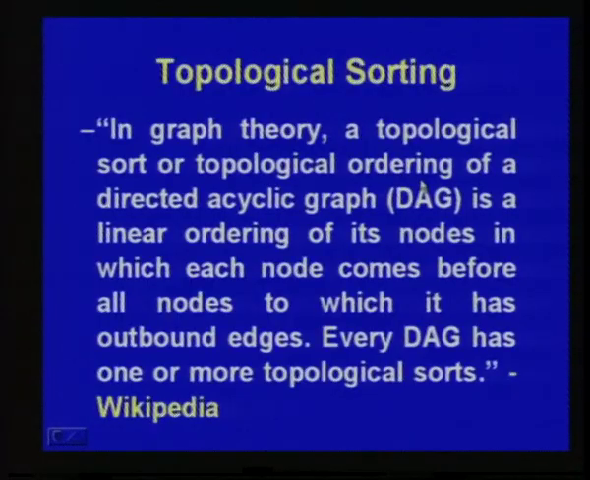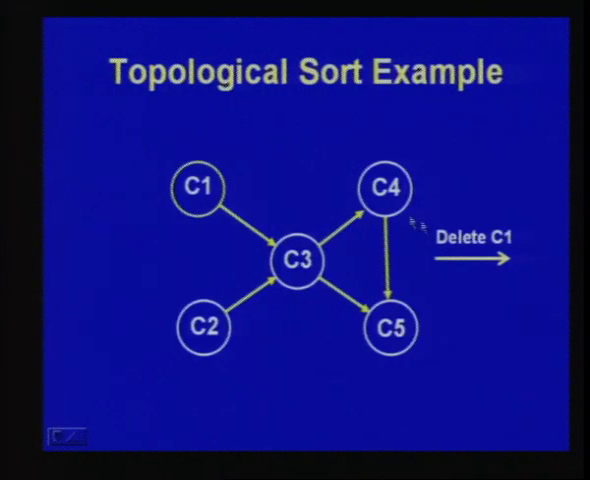So, in graph theory, a topological sort or topological ordering of a DAG is a linear ordering of the nodes in which each node comes before all nodes to which it has outbound edges. So, every DAG will have one or more topological sorts. This is a definition of topological sorting from Wikipedia. Now, let us take an example. This is how the topological sort works.